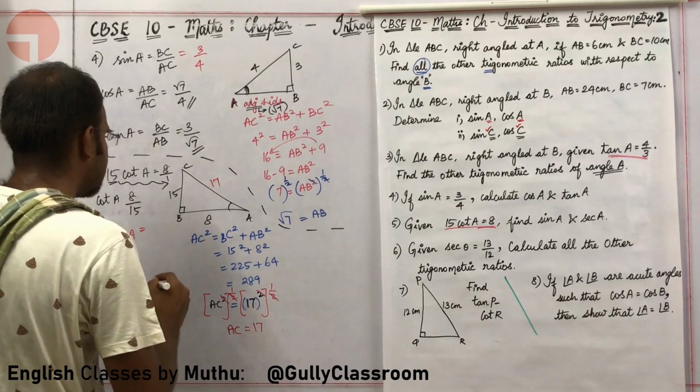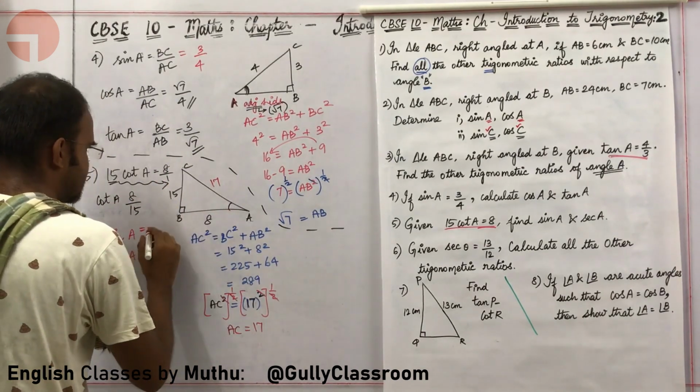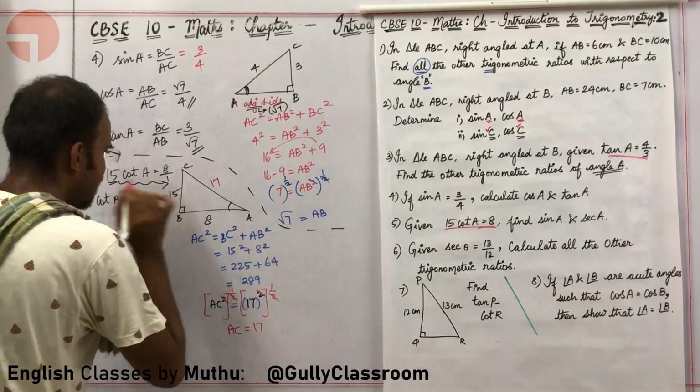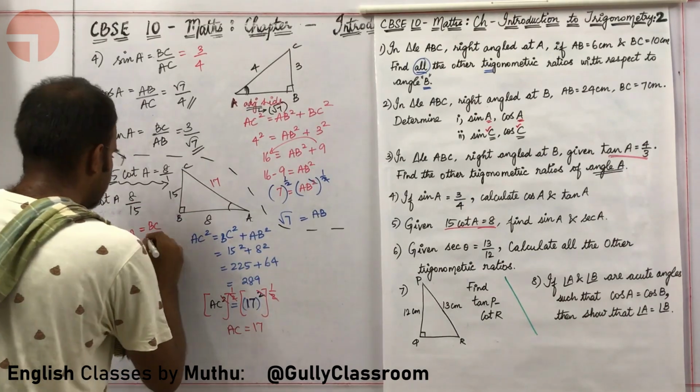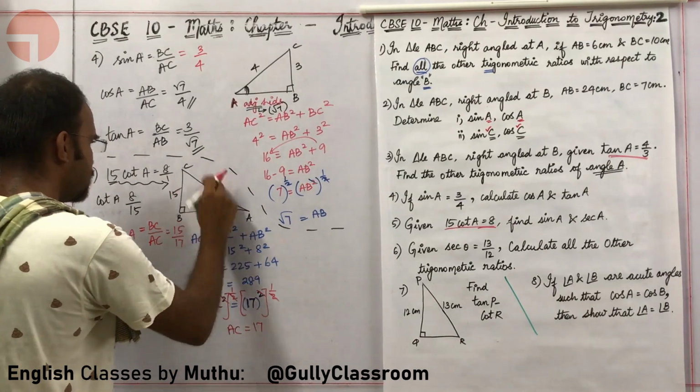What is sin A? Sin A is nothing but opposite by hypotenuse. Here opposite is BC and hypotenuse is AC. So 15 by 17 is the answer for sin A, opposite by hypotenuse.